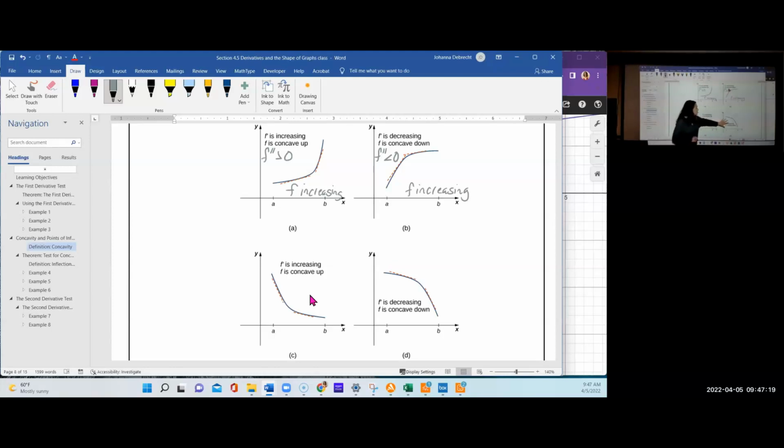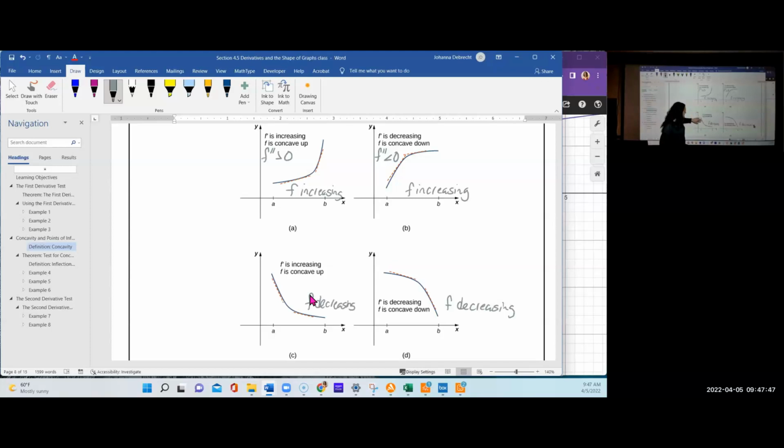Now let's look at the two cases where the function itself is decreasing. So F is decreasing in both of these pictures. That means that the Y values are going down as X increases in both. But they are fundamentally different because the one on the left is concave up and the one on the right is concave down. Now, what causes that to happen?